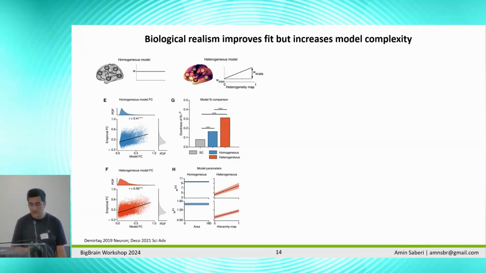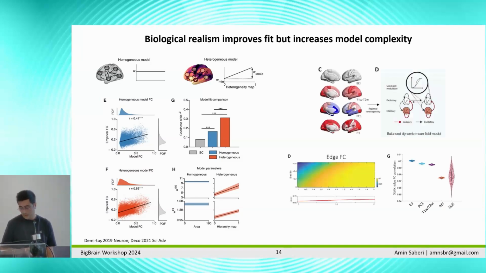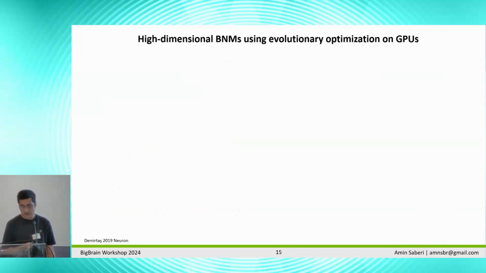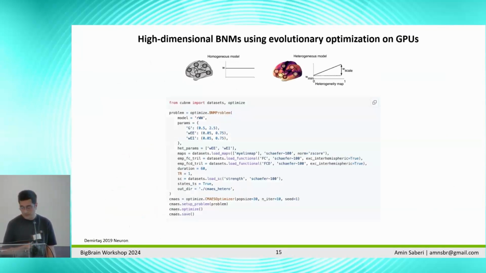And there are a bunch of studies showing that if you introduce heterogeneity in the model, then it would increase the fit of simulations to the empirical data. There is one by Demirtas in 2019, and there is another one by Gustavo Deco, 2021, showing the same thing, that if you use maps to introduce heterogeneity in these local parameters, then you would increase the fit. And that is also included out of the box in the toolbox, so you can just add 2 lines of code to the API.